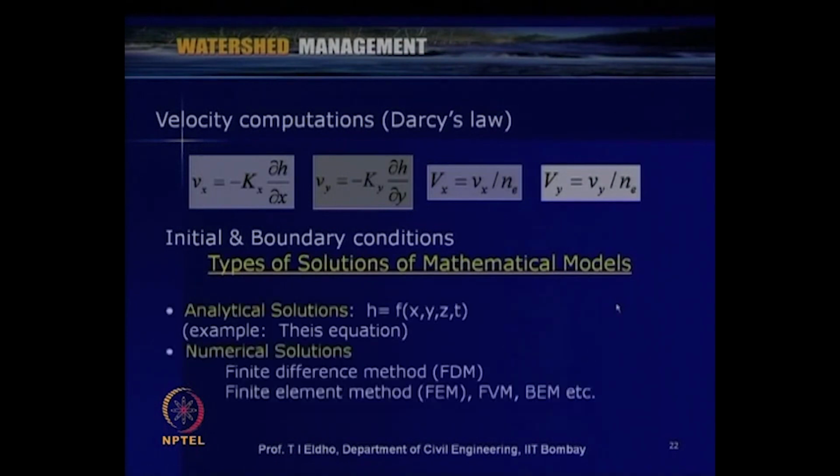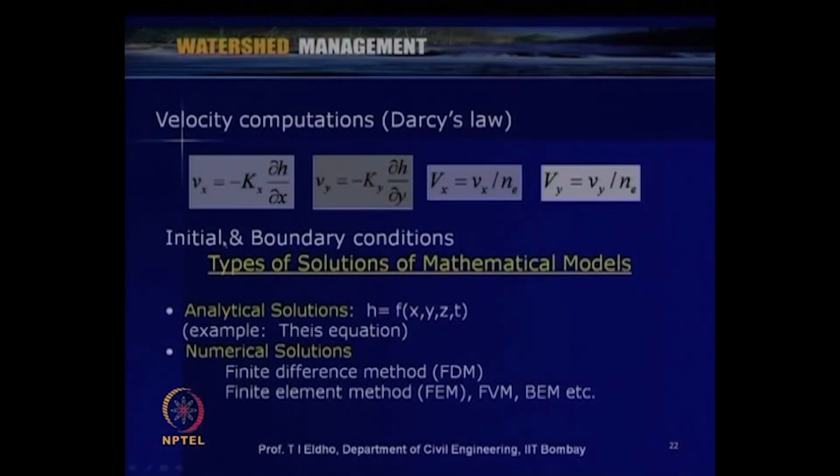So, as I mentioned, once the groundwater flow equations are solved, we get the head variation. Using the head variation and Darcy's law, we can obtain the velocity in the x, y, z directions, and then from those velocity components we can utilize them within the transport equation. And then we also have to specify the initial and boundary conditions.